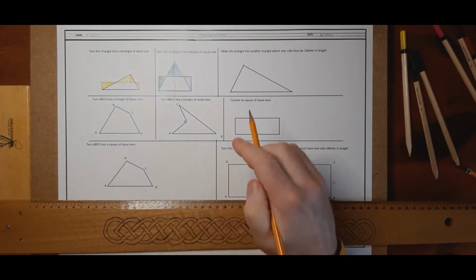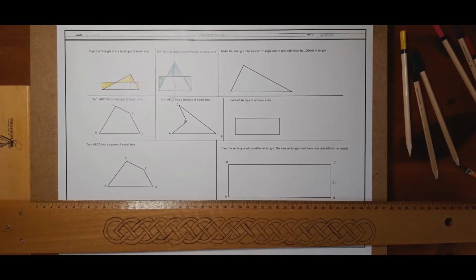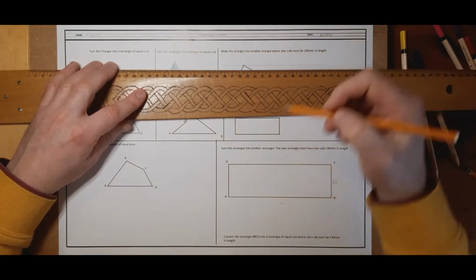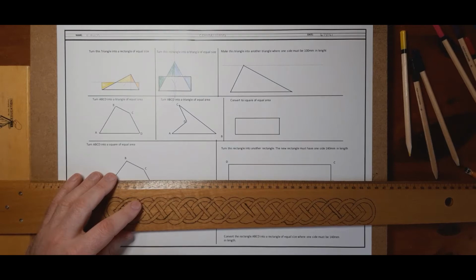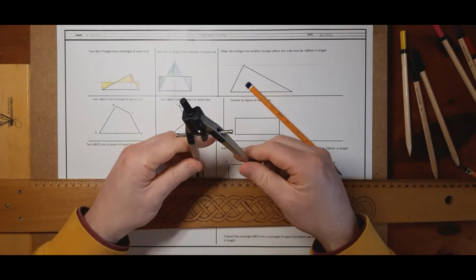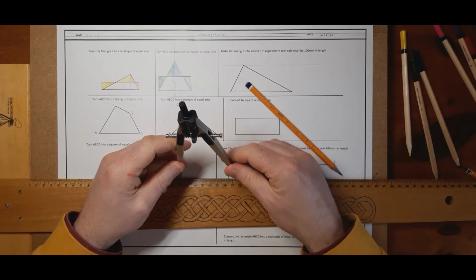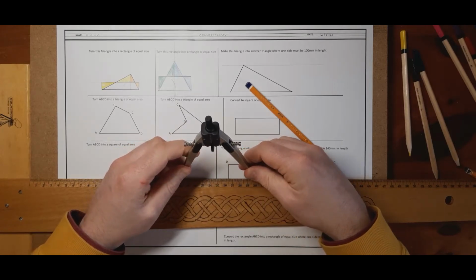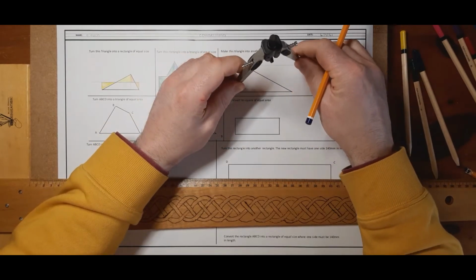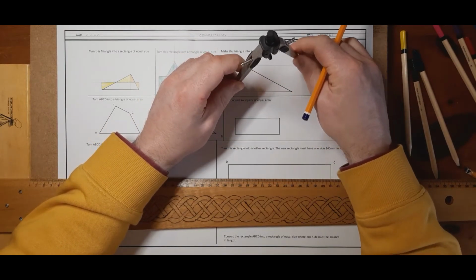So in the third one now, we're going to move on to this one over here. And we've been asked to make this into another triangle where one side must be 100 millimeters in length. So the first thing I'm going to do there is draw a light construction line across the top. Now to satisfy the question, I'm going to set my compass to 100. And I'm going to cross off here on this line.